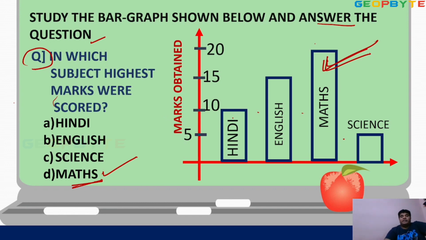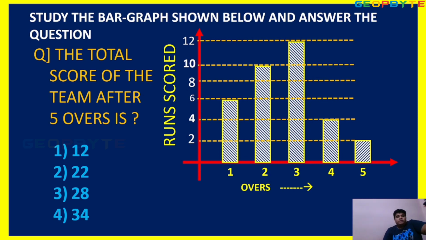Okay, next. Study the bar graph shown below and answer the question. Study the bar graph first of all. Runs scored. This is called the x-axis, and this is called the y-axis. The diagram is inserted between the x-axis and y-axis. The information is kept in the bar chart. The x-axis consists of the hours: first hour, second hour, third hour, fourth hour, fifth hour.